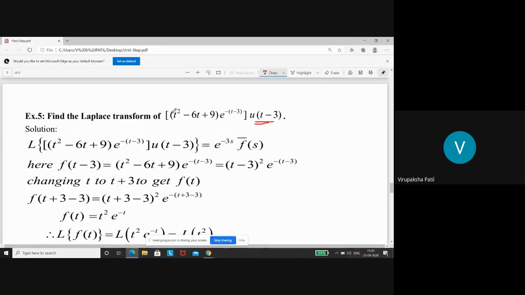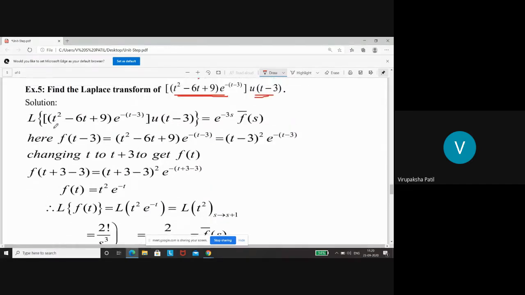Now we have to find the Laplace transform of this. Because of the presence of this, you should think that this is not your f of t. This is your f of t minus 3. So we'll apply Laplace to this. We'll use the second property. Then Laplace transform of t square minus 6t plus 9, into e to the power minus (t minus 3), into u of t minus 3. Because of this u of t minus 3, a is equal to 3 here. So you can write this one as e to the power minus 3s into f bar s.